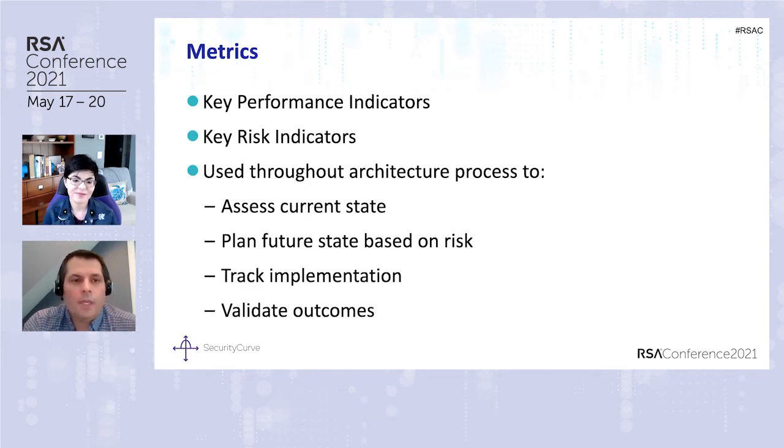Yeah, absolutely. So you can really use these metrics anywhere along the architecture process, right? You can use it as part of your current state assessment. You can use it as you're planning your future state. You can use it to track the implementation, and obviously to make sure that you're successful at the end. But key performance indicators and key risk indicators are the things that you're looking to distill this information down into so that you can track.